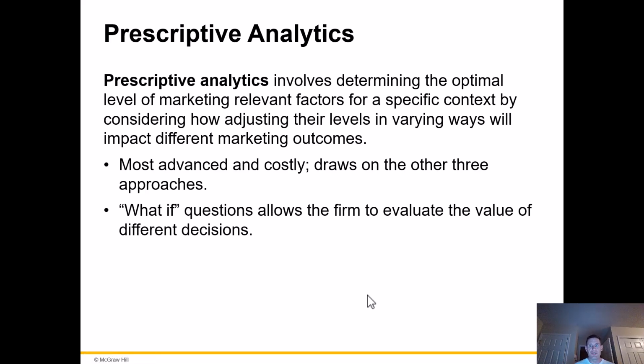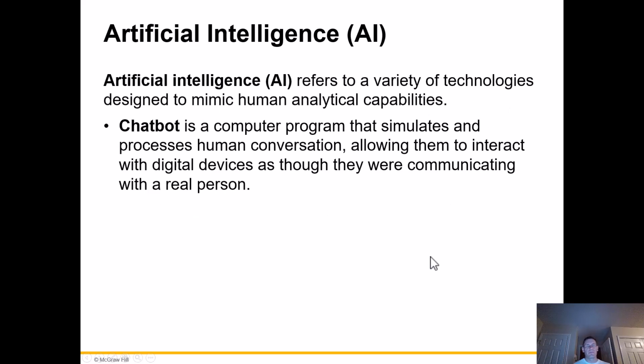Prescriptive analytics involves determining the optimal level of marketing relevant factors for a specific context by considering how adjusting their levels in varying ways will impact different marketing outcomes. Most advanced and costly, it draws on the other three approaches. And of course, what if questions allow the firm to evaluate the value of different decisions. So basically running different what if type scenarios.